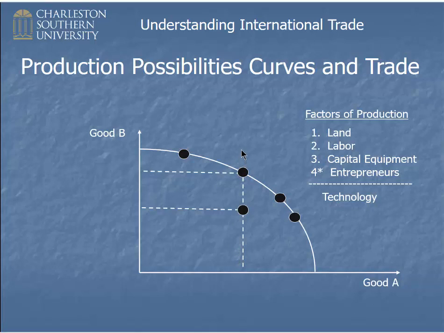Of course, out here is beyond the ability of our factors of production and our technology. So we can consume this amount of good A that's represented by this point, or this amount of good B that's represented by this point because it passes through there, but we can't at the same time produce the combination of good A and good B described by this point. Okay, so that's the production possibilities curve review.